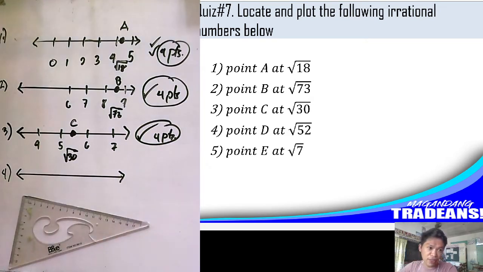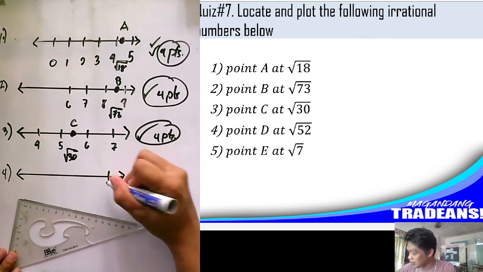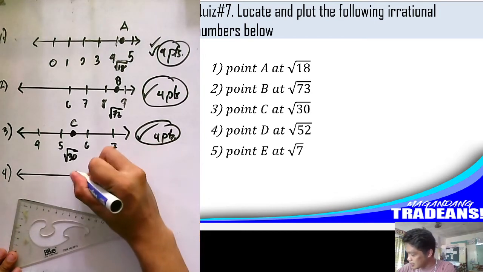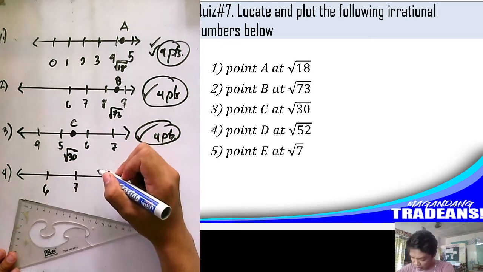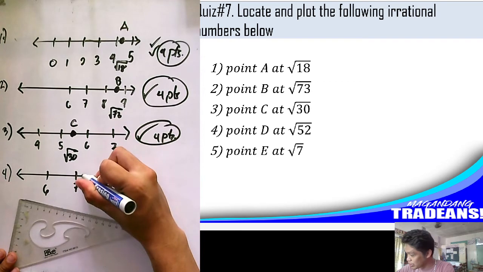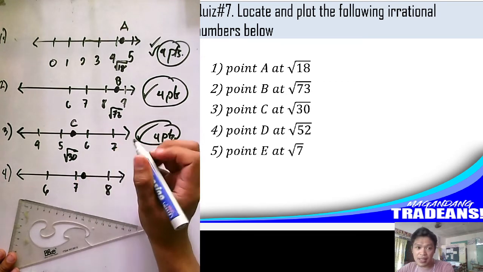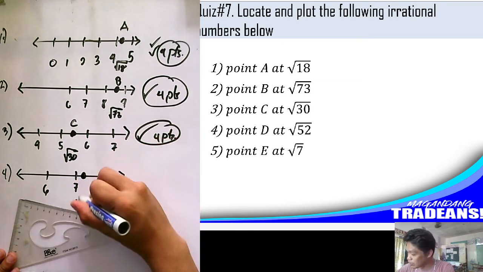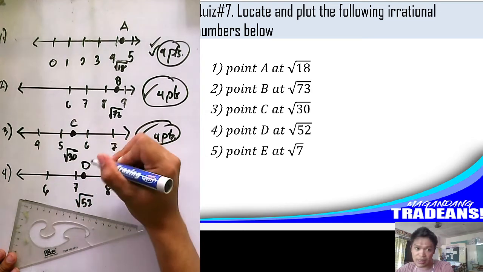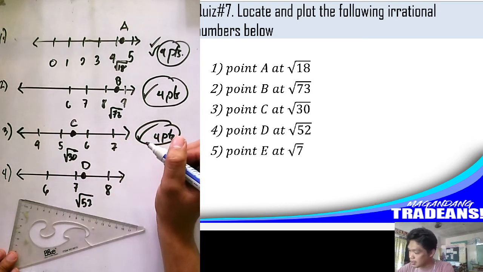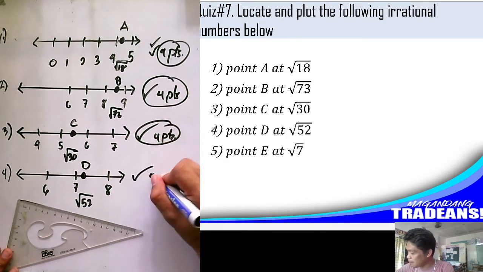The given for number 4 is square root of 52. That is equivalent to 7.21. So if this is 8, this is 7, this is 6. 7.21. Saan yan sa banda? Dito po yan sa banda, malapit sa 7. 7.21, that is square root of 52. And that is point D. Okay? So, 4 points din po.